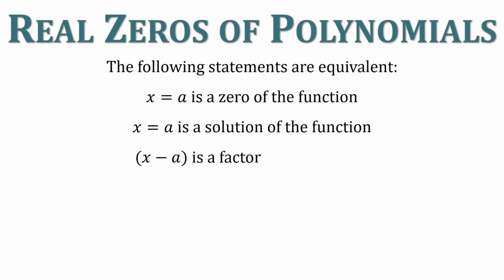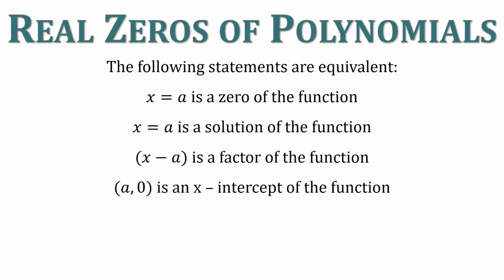Same thing. X minus a is a factor of the function. And the point (a, 0) is an x-intercept of the function. All four of those statements mean the same thing. All four of those tell me that if I take a and plug it into this function, it's going to make the function equal 0, meaning it is a solution for the function.